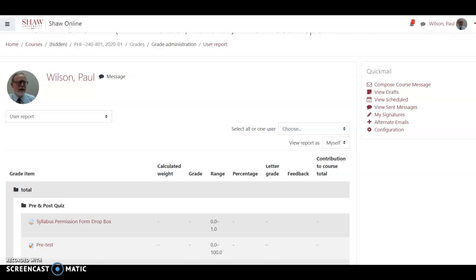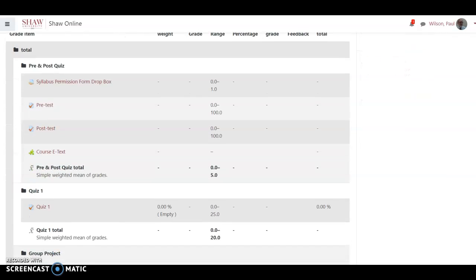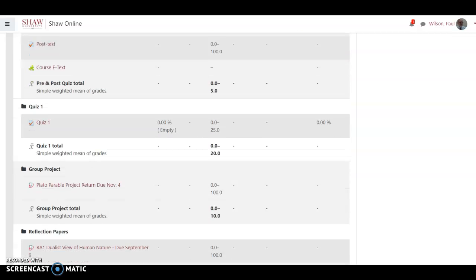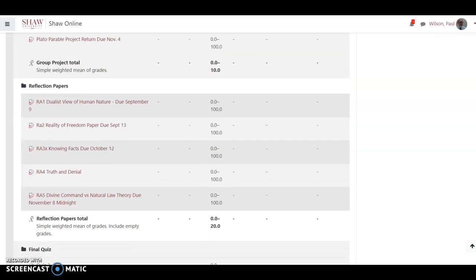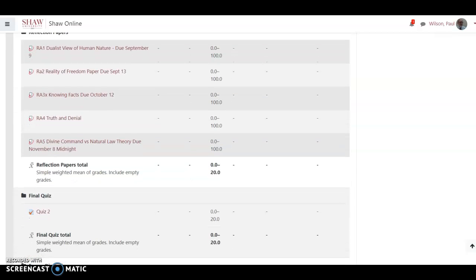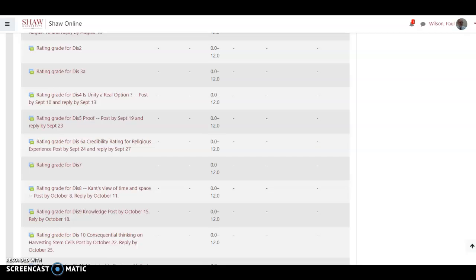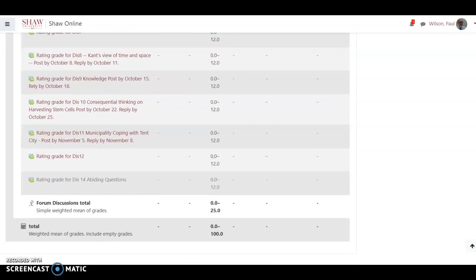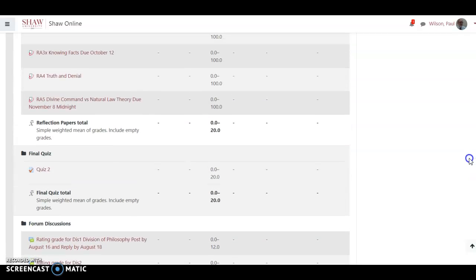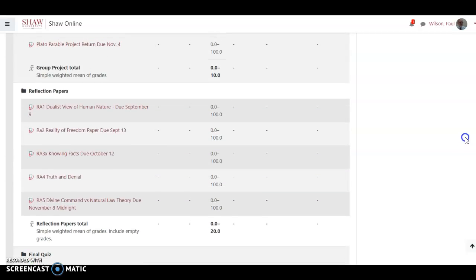In the gradebook, you'll see several categories, including pre- and post-test quiz, quiz 1, reflection papers, final quiz, forum discussions, and total. Let me go to one of these categories to begin. In reflection papers, you see 5 papers listed as activities you will complete.